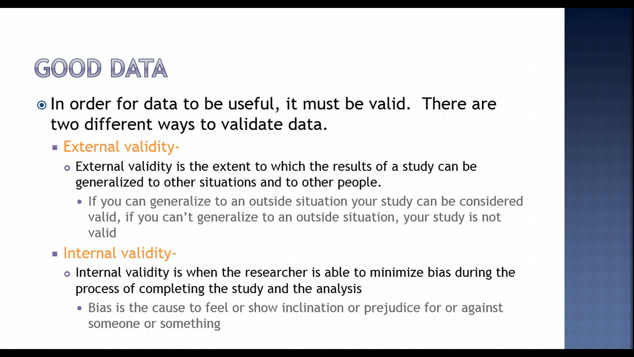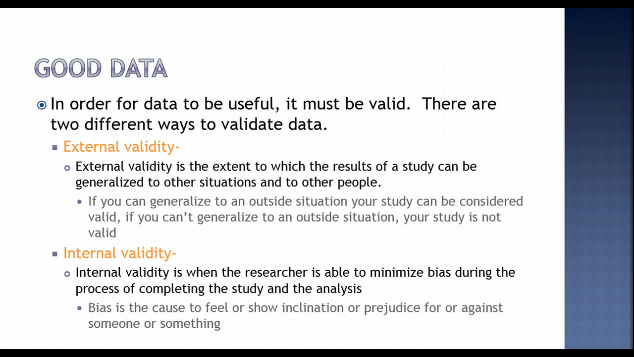Internal validity is when the researcher is able to minimize bias during the process of completing the study and the analysis. So say, for instance, we go back to the cheese pizza example that I gave you before. If I have a really strong liking for cheese pizza, that may give me bias in doing what is going on with other cheese pizzas. I might look at that and go, well, I really like cheese pizza, so I think that you really like cheese pizza, and if that skews it to where I make most people seem to like that, then that is going to destroy our internal validity.